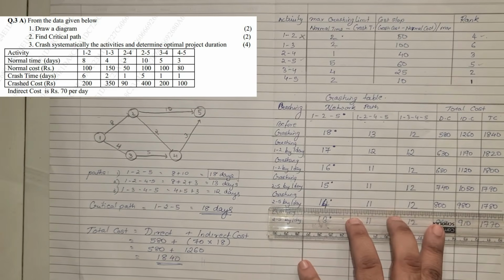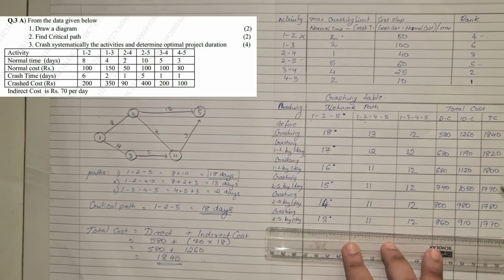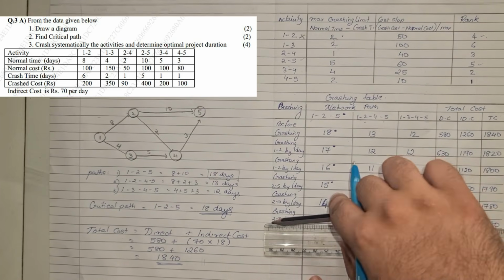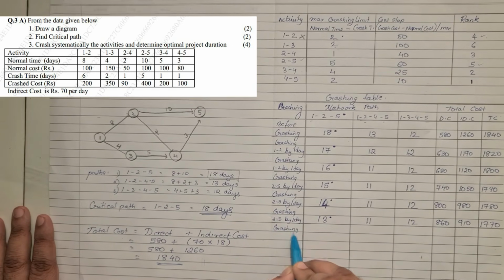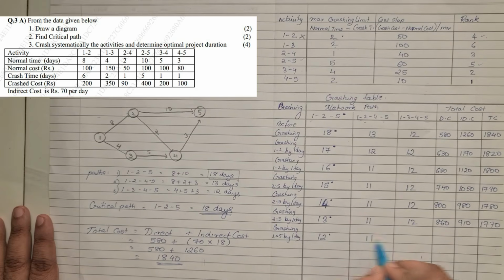Still the cost is reducing. So the moment it keeps reducing, we'll have to keep solving it further and further. We have crashed 2-5 three times, so we'll crash it one more time. Crashing 2-5 by one more day. So that becomes 12, 11, 12.